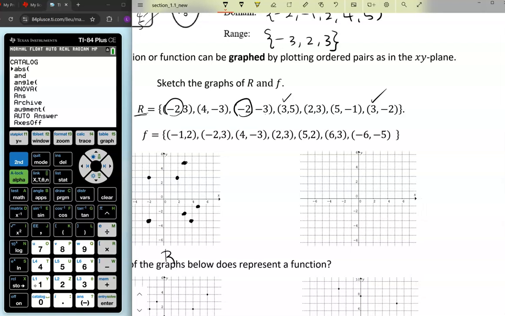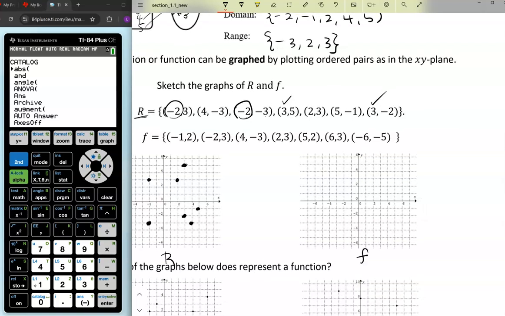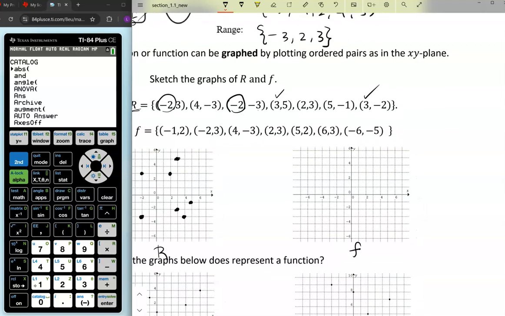Let's take a look at f. This function right here that's given to us. We have -1, 2 as our first point. I'm starting right here. And then -2, 3. 1, 2, 3 of y. 4, -3. 1, 2, 3, 4. 1, 2, 3. 2, 3. 1, 2, 3. I was right there. Now I'm at 5, 2.